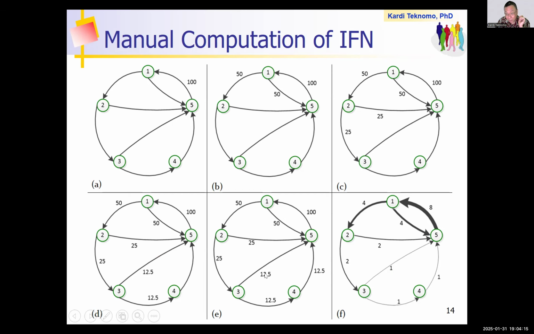plus 25 plus 12.5 plus 12.5, which is 100. So check, yes, the output is also 100. So this is ideal flow. This is already ideal flow.